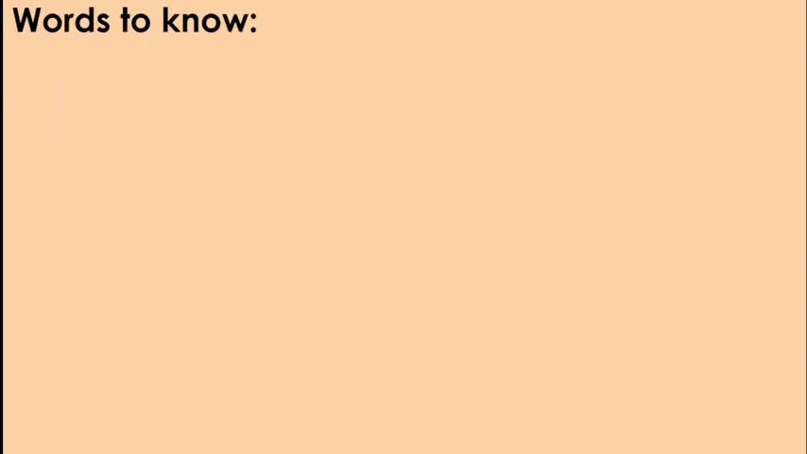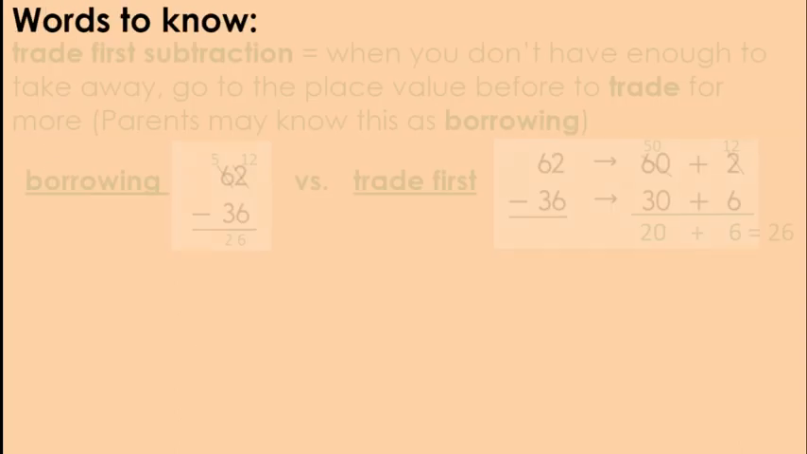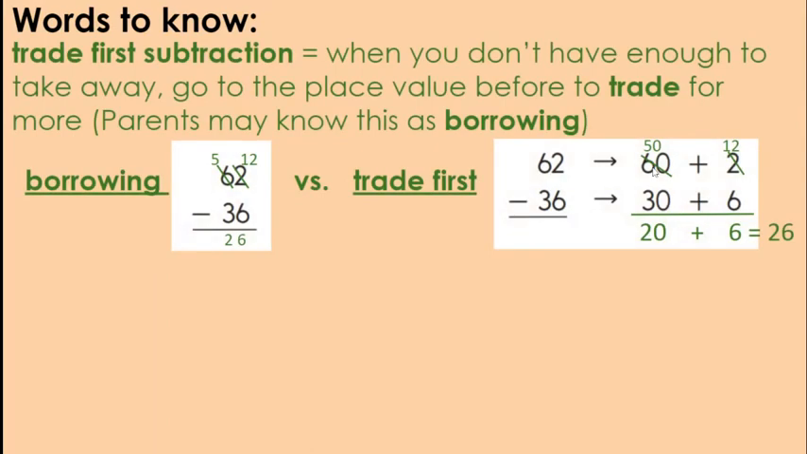Here are some words that you need to know. Trade-first subtraction is when you don't have enough to take away. Go to the place value before to trade for more. Parents, you may know this as borrowing. If you need to pause the video to look at the difference between borrowing and trading first, you may.